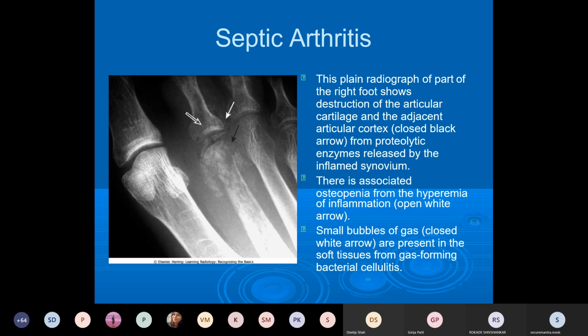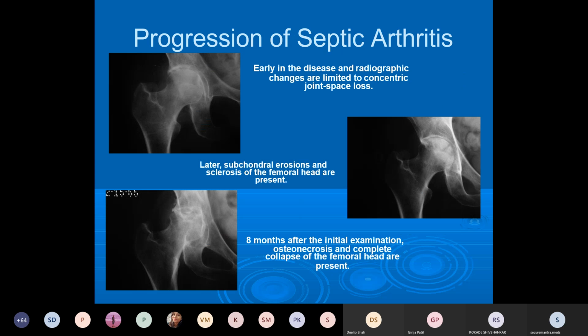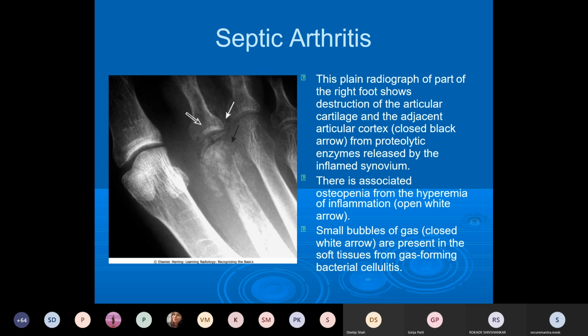So this is the normal bone density, and you can see there is decreased bone density in this adjacent bone, with destruction of the cartilage margin. And if there are small bubbles of gas like this, you can see here, it is present in the soft tissue. It is because of gas-forming bacterial cellulitis. So it is due to the infection, septic arthritis, and you can get the destruction of the adjacent articular bones and cartilages.